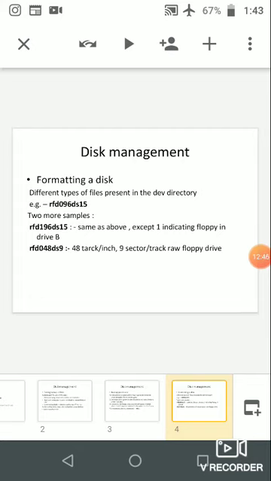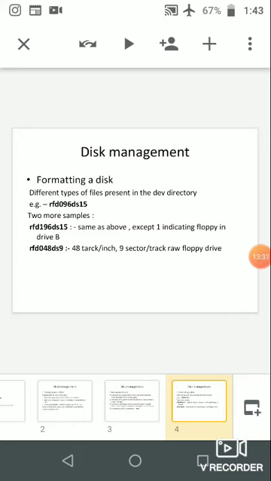This is an example of how the file names are indicating things. And here is another example, like RFD196DS15. That means the same RFD is raw floppy drive, and here 1 stands for the drive, indicating drive B: 0 for A, 1 for B. Then again 96 as in the previous example, 96 tracks per inch, then again it is double sided DS, then again 15 is the number of sectors per track.